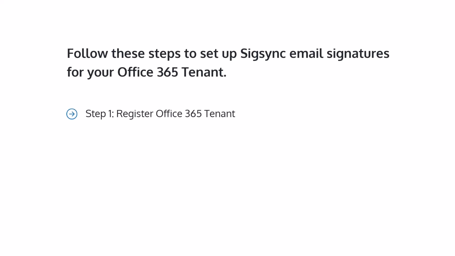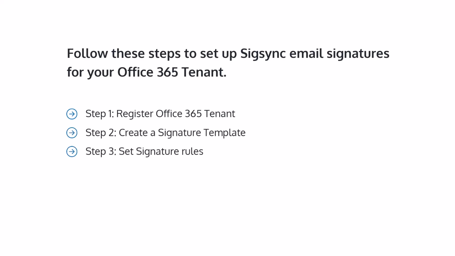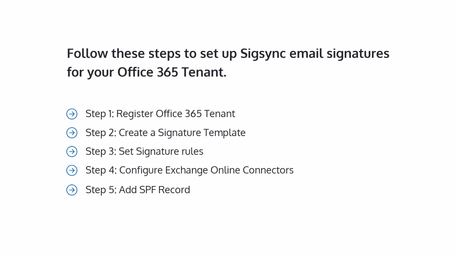Step 1. Register Office 365 tenant. Step 2. Create a signature template. Step 3. Set signature rules. Step 4. Configure Exchange Online connectors. Step 5. Add SPF record.